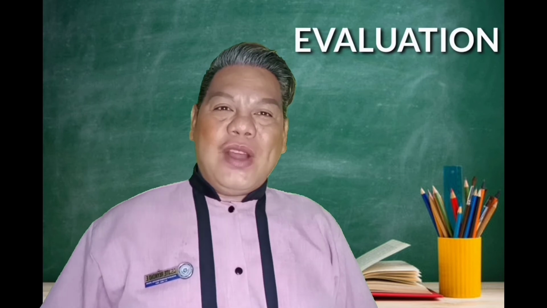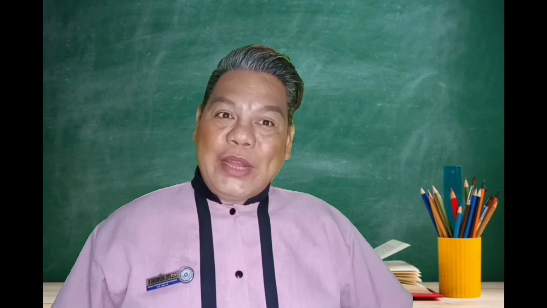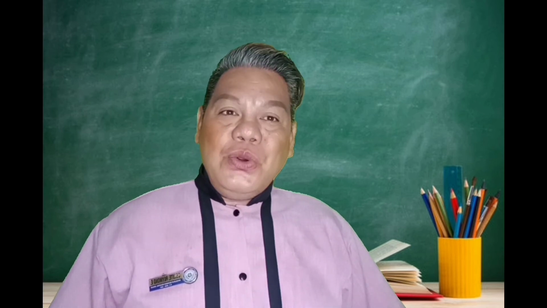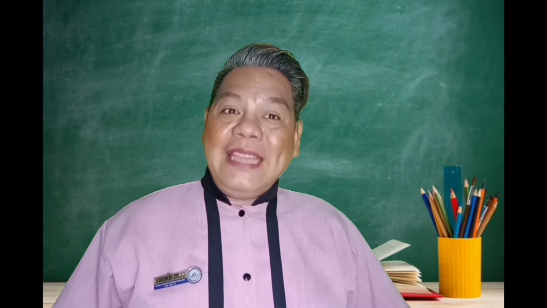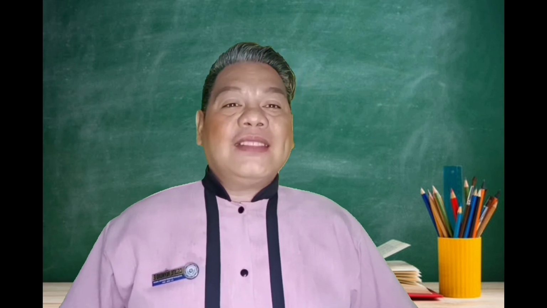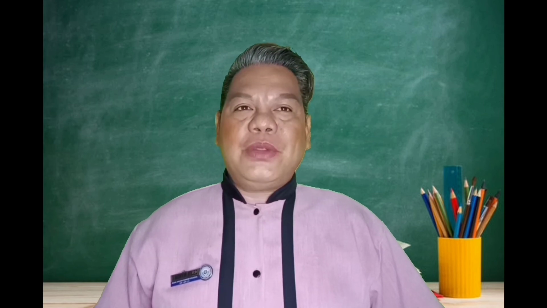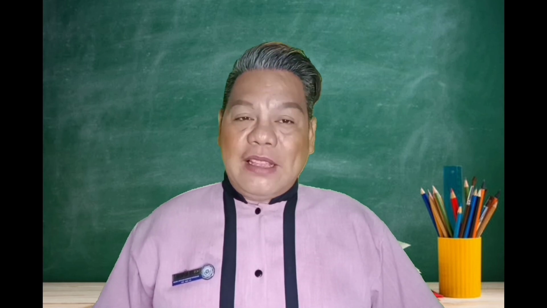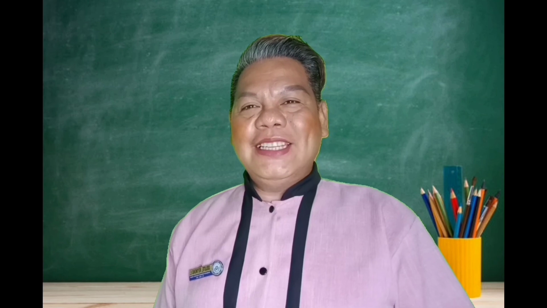Now, let us apply what you have learned. Number one, based on the animated film that you have watched, illustrate the setting. Number two, who is the main character of the story? Describe the main character of the story. What are his traits and attitudes? Number three, using the diagram, plot the story of the film that you have watched. Were you able to answer all the questions?